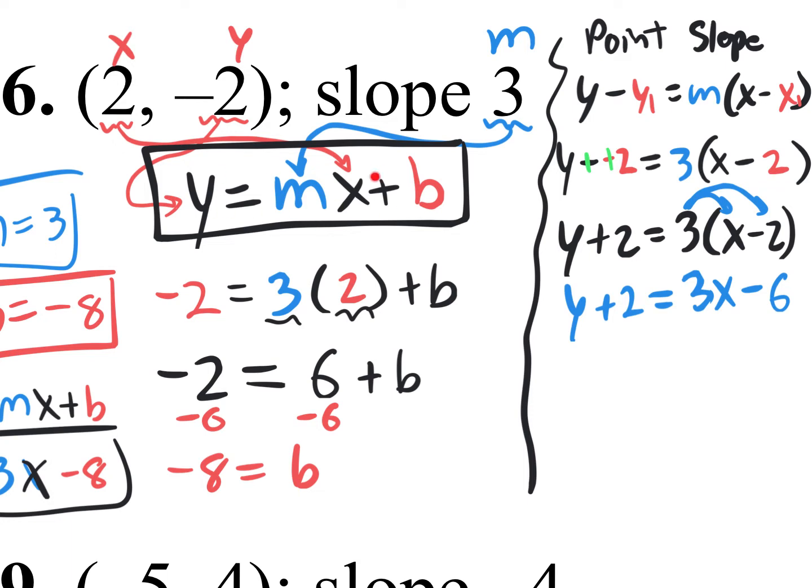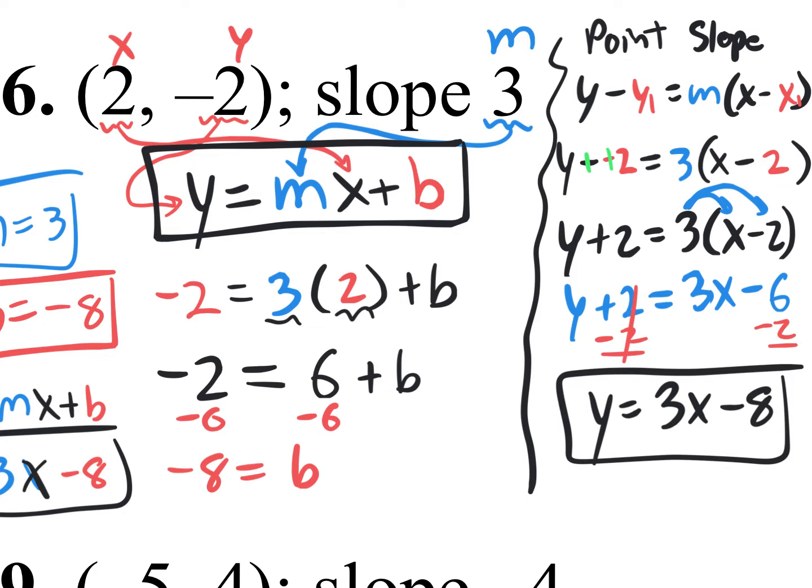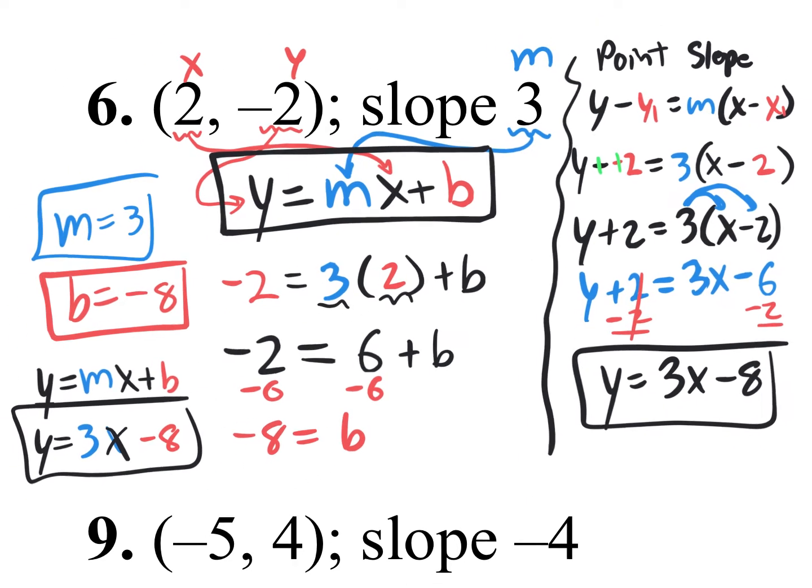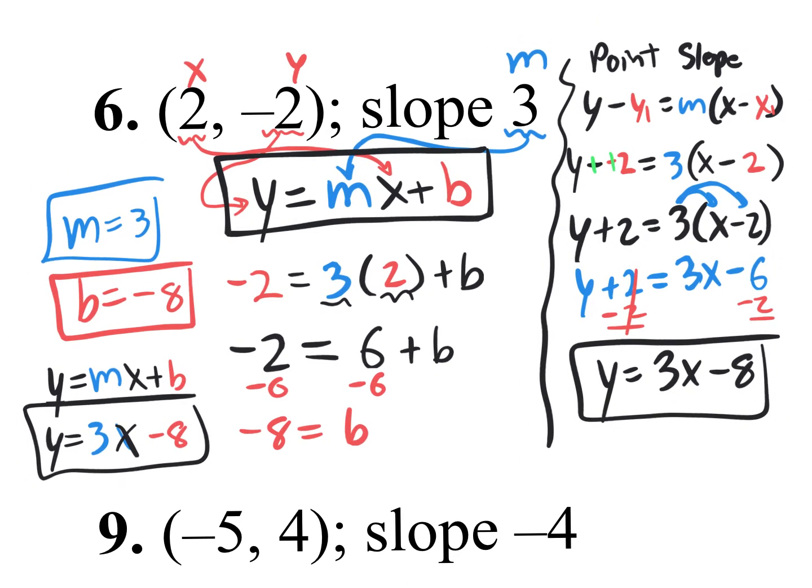Does it look like slope-intercept form now? Almost. All I need to do is get rid of that 2. How do I get rid of the 2? Subtract 2. You will have y equals 3x minus 8. It's the same exact answer. Y equals 3x minus 8. We just took different roads to the same place, right? And that's only if they wanted you to write it in slope-intercept form.